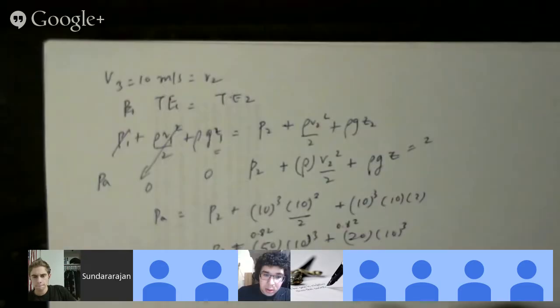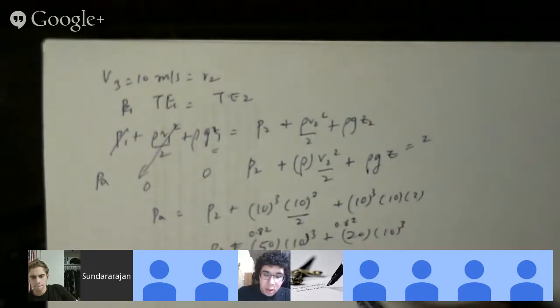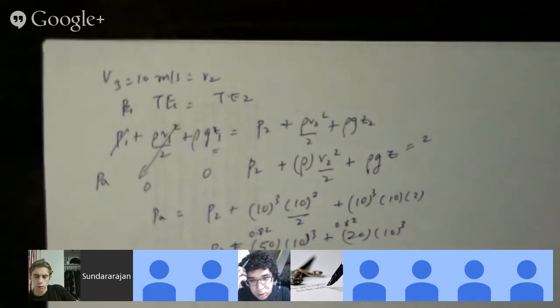How did you get 50? 10 squared over 2. Oh, yeah, okay, sorry. Okay, I see where I went wrong then. So it is a negative though, right?